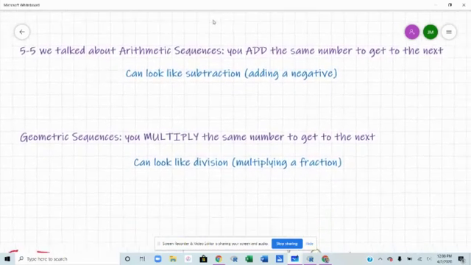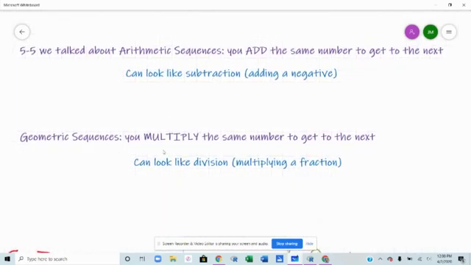Now we're going to look at geometric sequences, which is where you're multiplying the same number to get to the next. Okay, so you're going to times it by 2 and times it by 2 and times it by 2 and times it by 2 each time, or times it by 7 and times it by 7 and times it by 7 and times it by 7 each time.